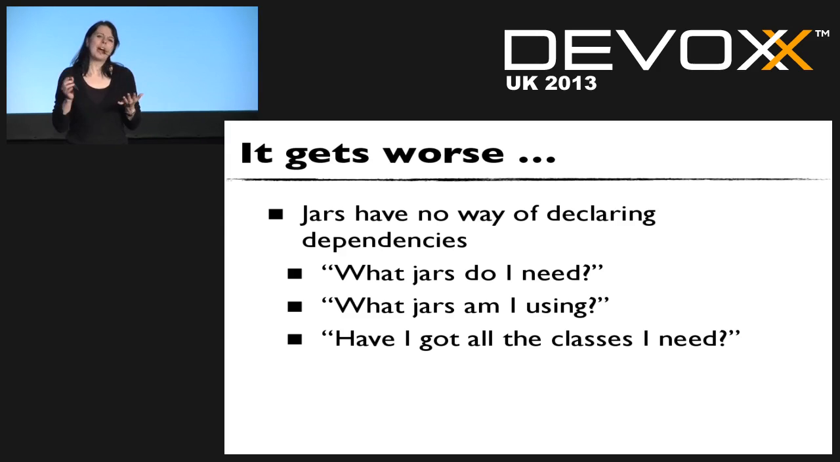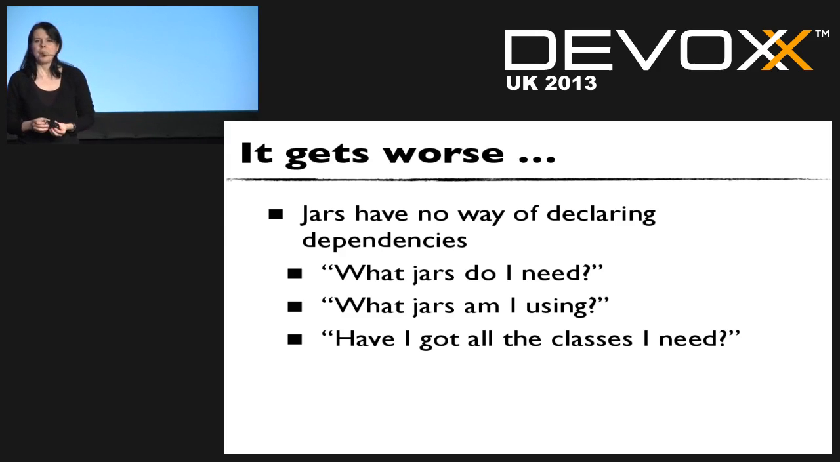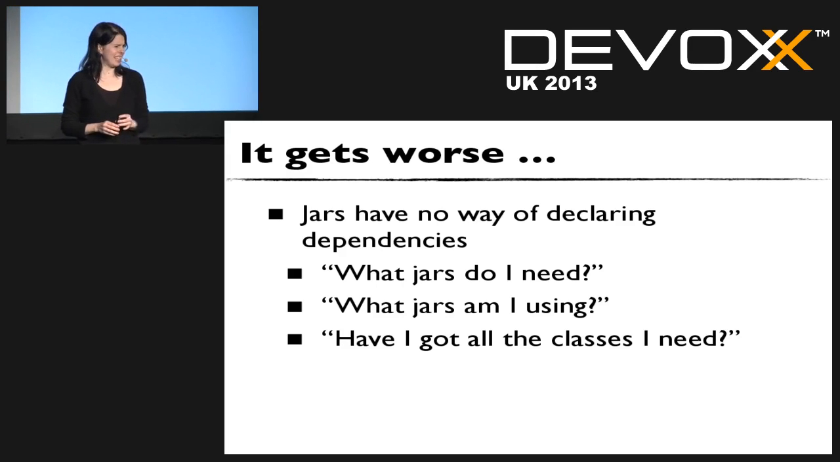There's just no way with a jar of saying, what other jars do I need? And you can't even really know very well in a running system, well, what jars am I using? What jars have I even put on my class path? Because the class path is so complex that you've really kind of lost control of it.